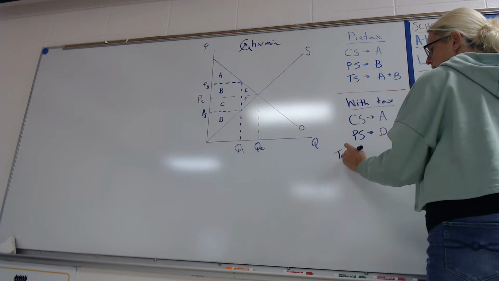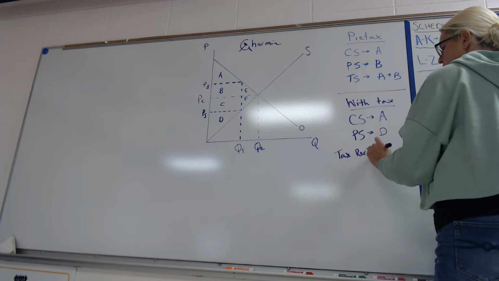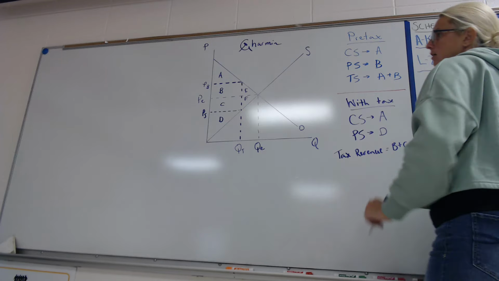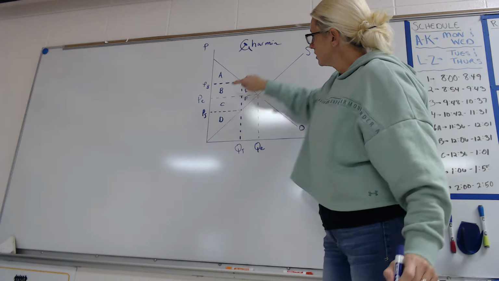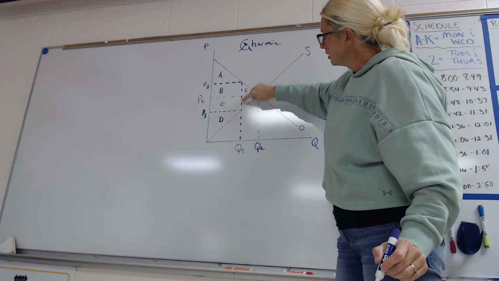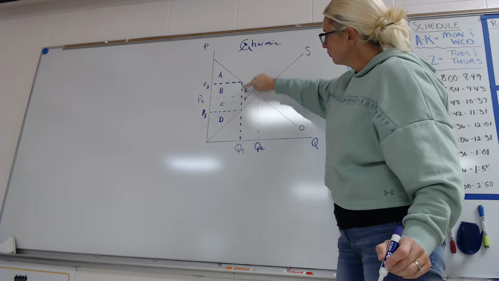The tax revenue is B plus C. This right here is the tax. Remember, that's the tax. So think about that. That's the amount of the tax from here to here. That's the wedge.